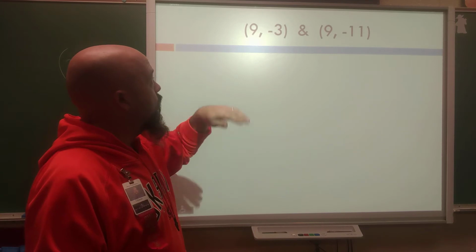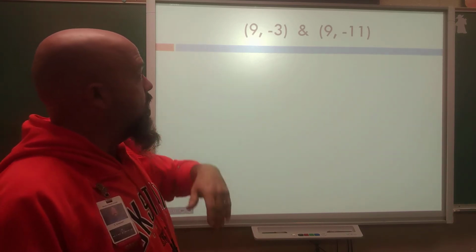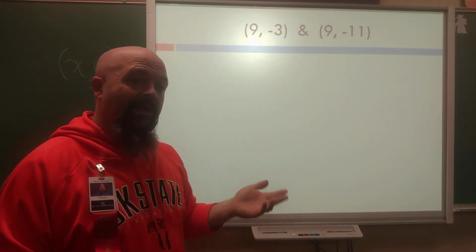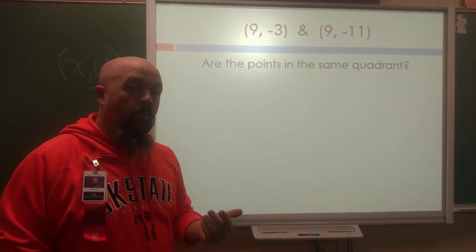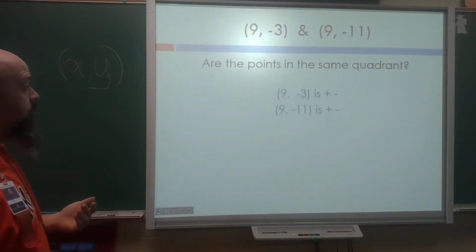Let's look at a specific example here. We have 9, -3, 9, -11. That is a positive, negative, positive, negative. So that tells us it's in what quadrant? Well, that's what we have to think about.